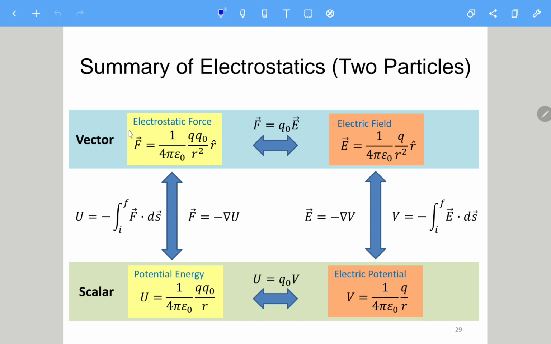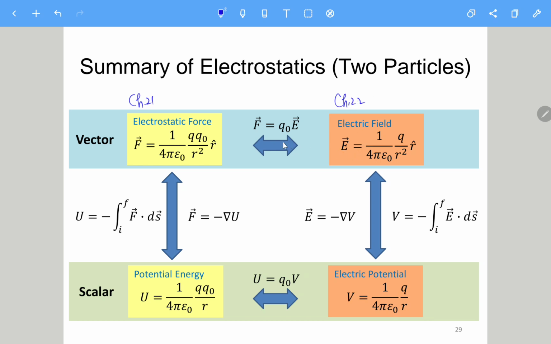In chapter 21, you learn the electrostatic force, also known as Coulomb's force, which is F equals K times Q0 Q over R squared. At that time, it was just called Q1, Q2, so the name doesn't really matter. I just put Q0 to match the other one. So we have the electrostatic force in chapter 21. In chapter 22, we have the electric field.